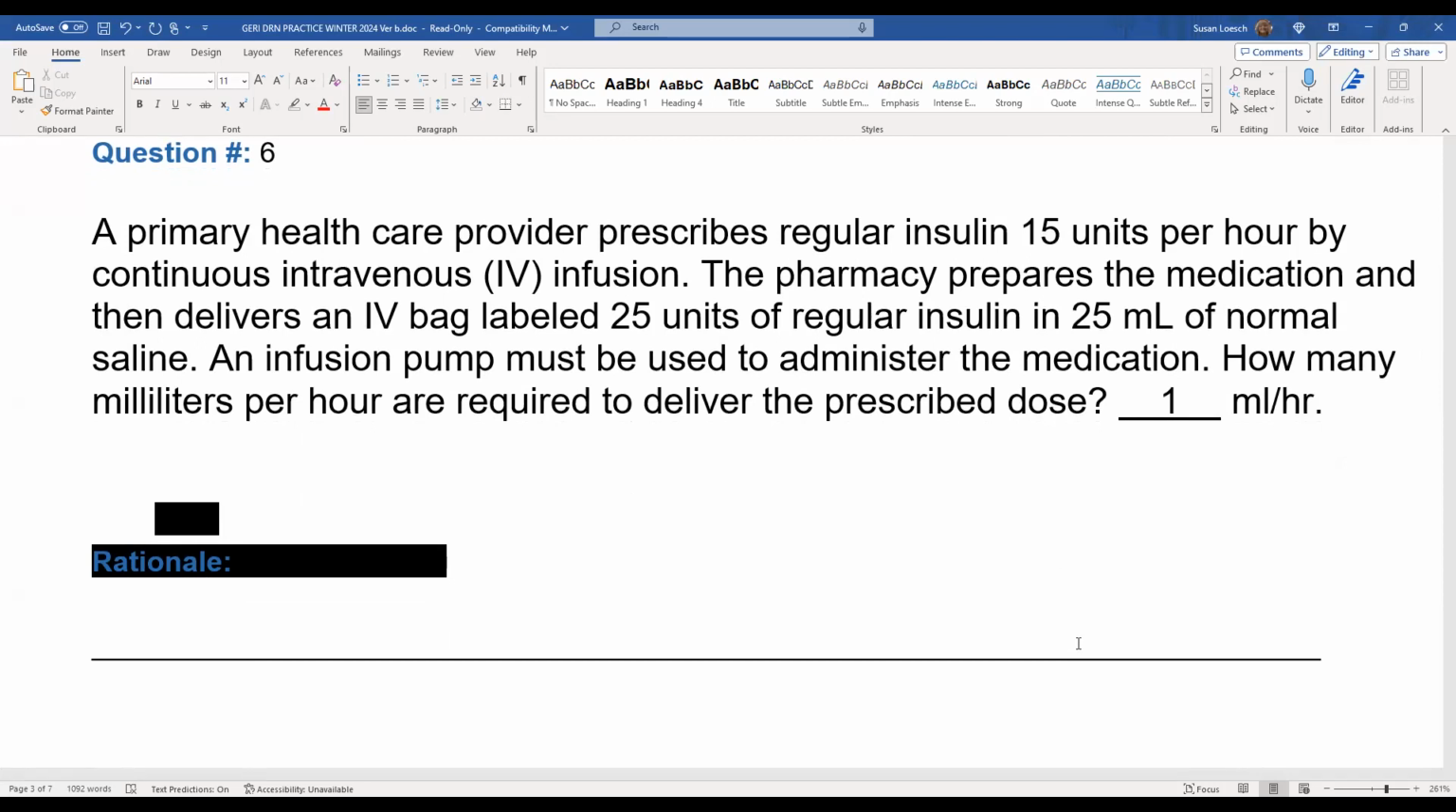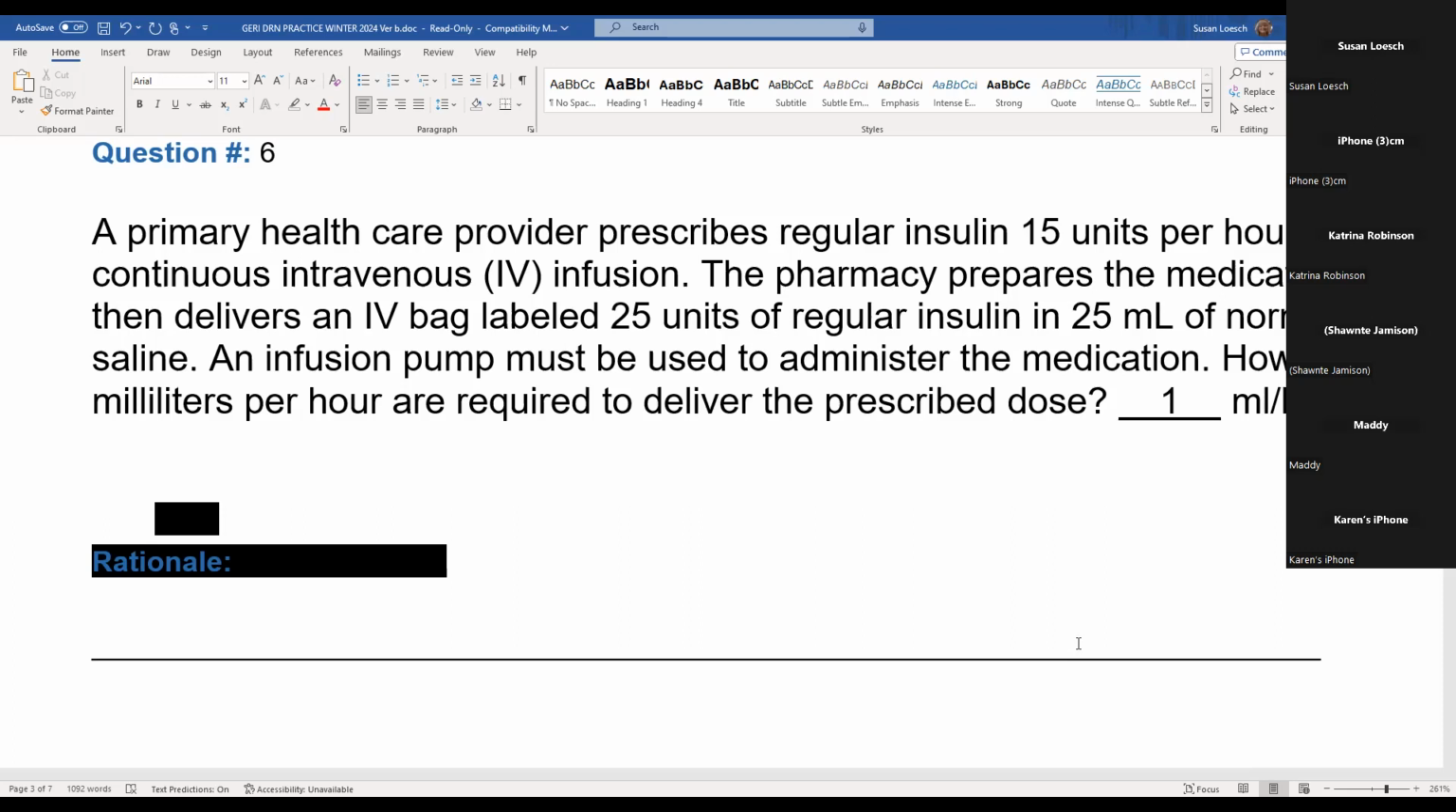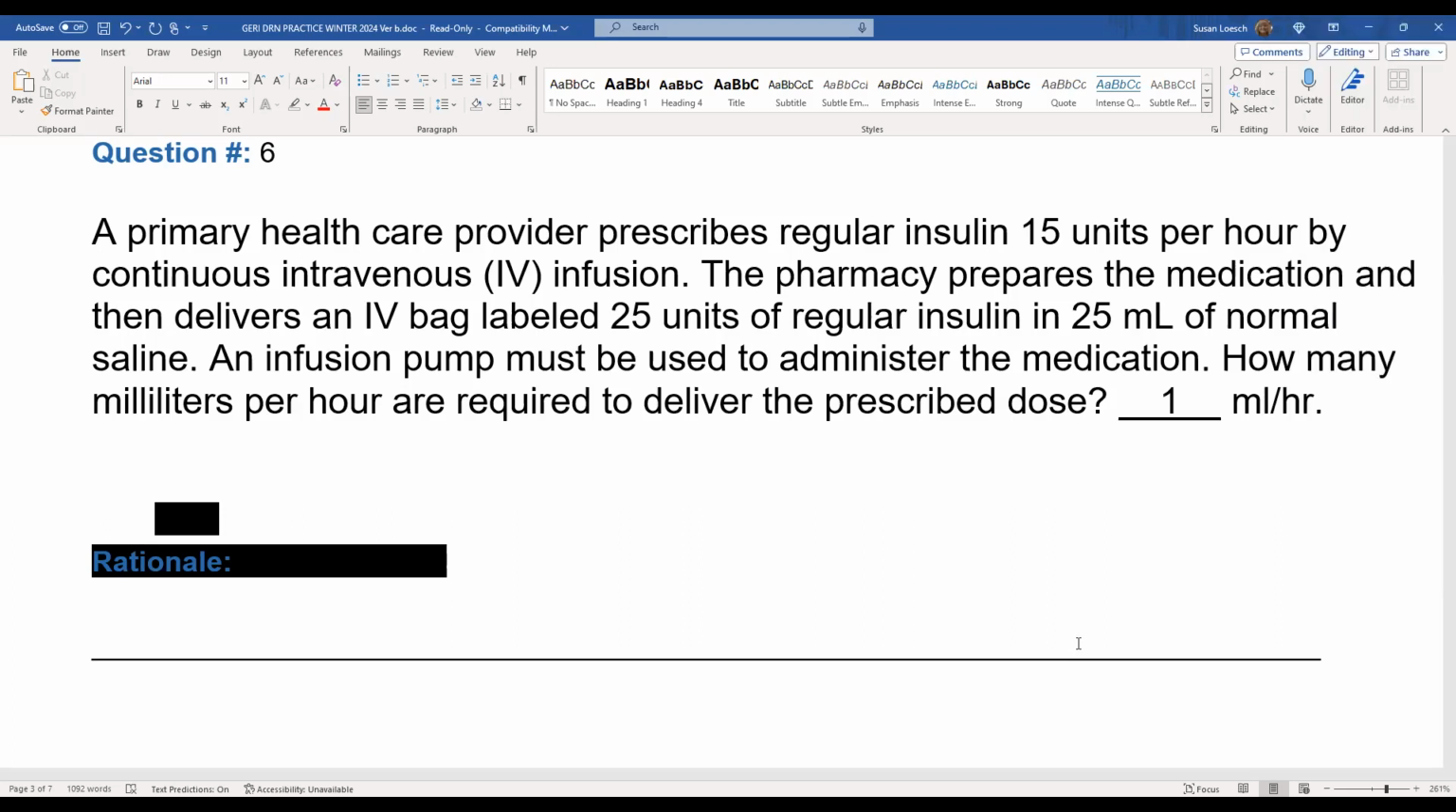So this is asking you to do what? Come on, what's it say? It's asking for how many milliliters per hour to deliver the prescribed dose, right? If we're given a dose, what are we doing? D over H. Yeah. Okay, D over H. So let's see if you can solve this. It doesn't matter what it is.